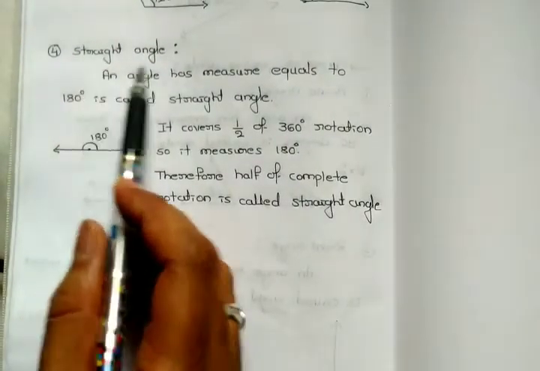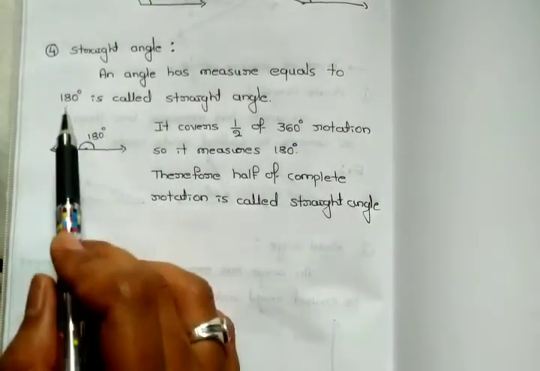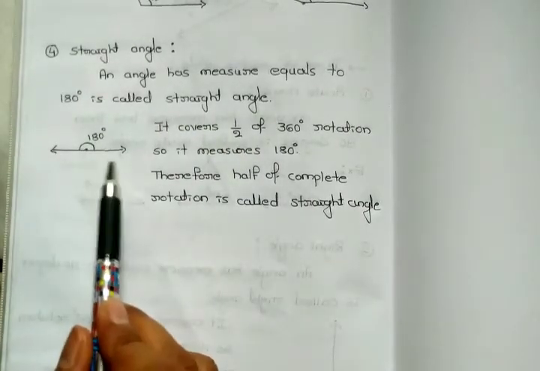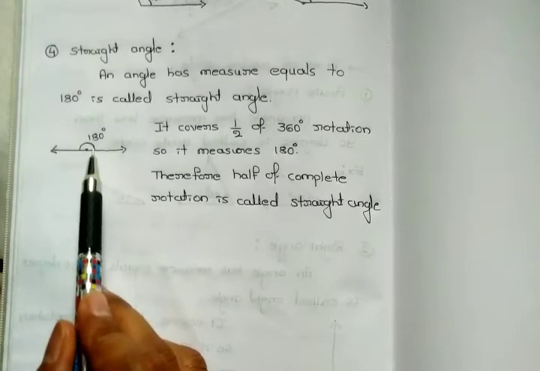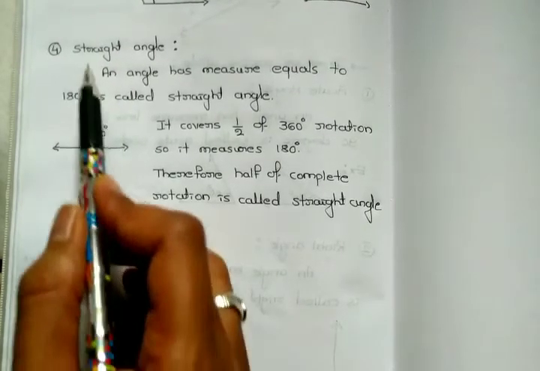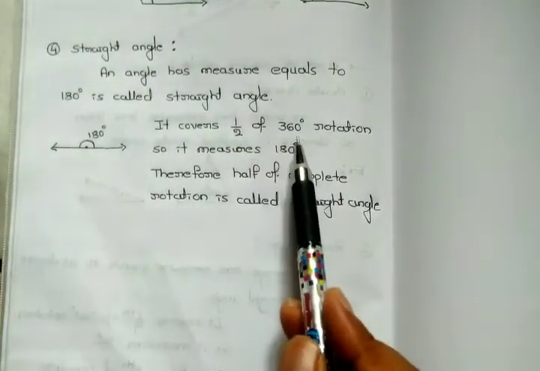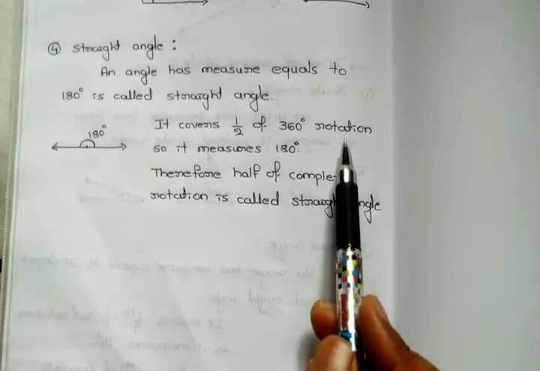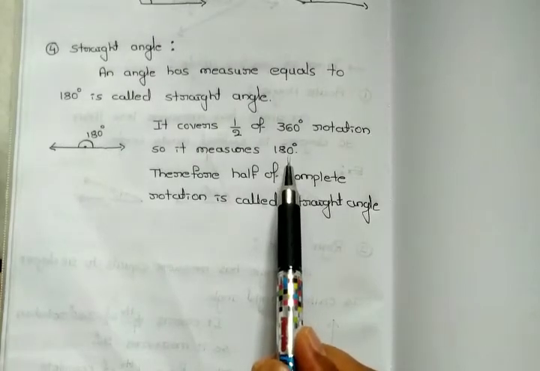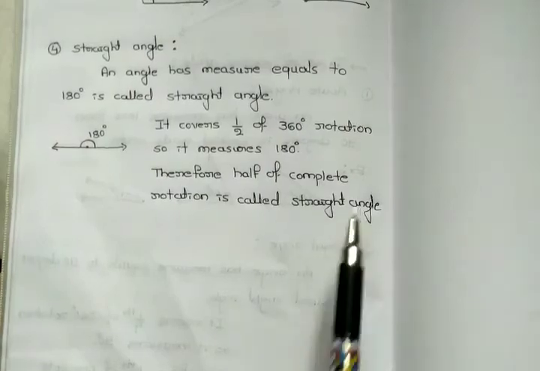Next, straight angle. An angle has measure equal to 180 degree is called straight angle. So this is the example. Here exactly how much degree is there? 180 degree is there. So what do we call this here? Straight angle. It covers half of 360 degree rotation. So it measures how much degree? 180 degree. Therefore half of a complete rotation is called what here? Straight angle.